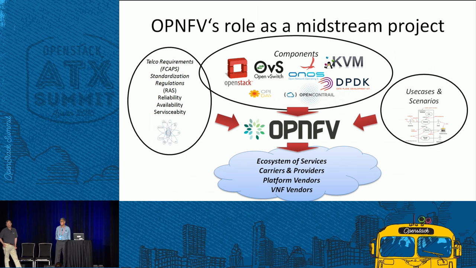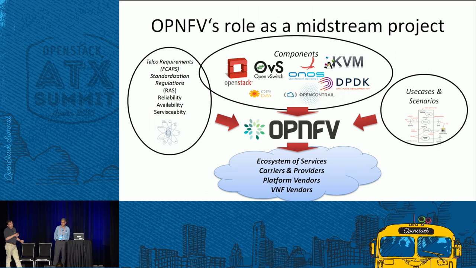So is OPNFV just an integrator? We have two inputs there already. One is requirements, new features that we want to add to existing upstream projects. The other is getting multiple of these projects together. And then on the right side, I put another thing. I named that use cases and scenarios.